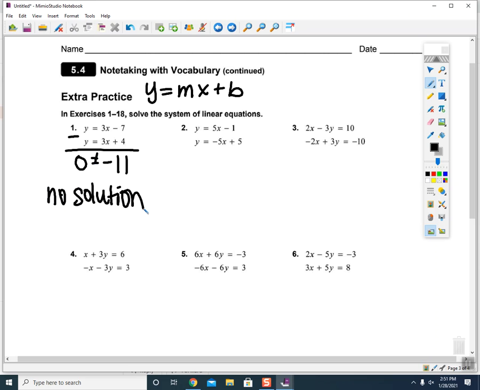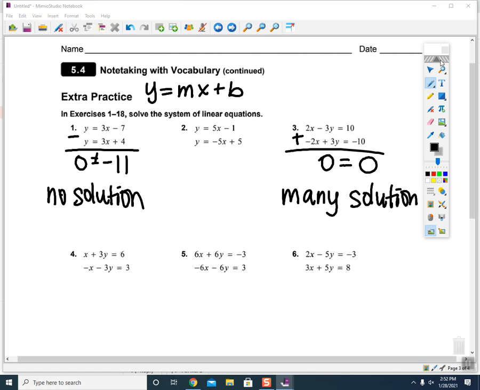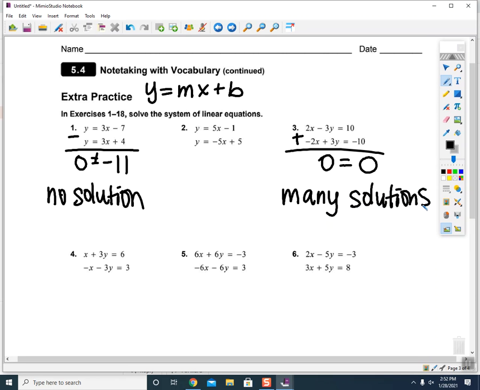Let's skip over to number 3. I can do the same thing. Over here, if I want to cancel these out, I'm just going to add these two things together. 2 minus 2 is 0. Negative 3 plus 3 is 0. 10 minus 10 is 0. I have 0 equals 0. Same kind of question: does 0 equal 0? The answer is yes. Does 0 always equal 0? The answer is yes. This is going to be many solutions because 0 is always going to equal 0. It's always true, so it's going to be many solutions.